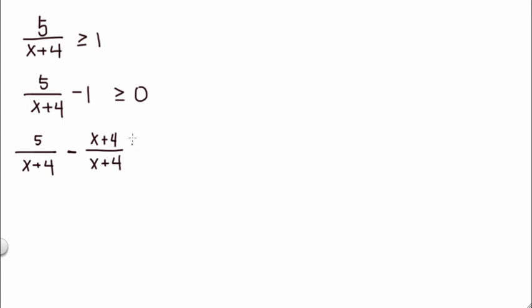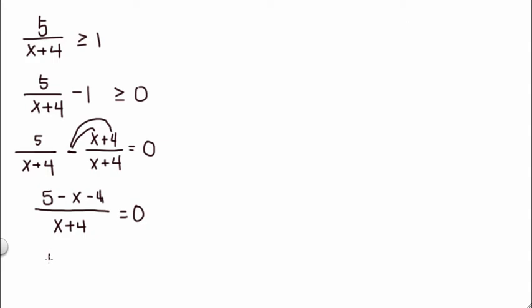Let's for now just work with the equality. So we get 5, and just keep in mind that this negative needs to distribute to both. So minus x minus 4 all over x plus 4 is equal to 0. So we get 1 minus x over x plus 4 is equal to 0. The only way that it's going to be equal to 0 is when the top is equal to 0, in other words, when x equals 1.